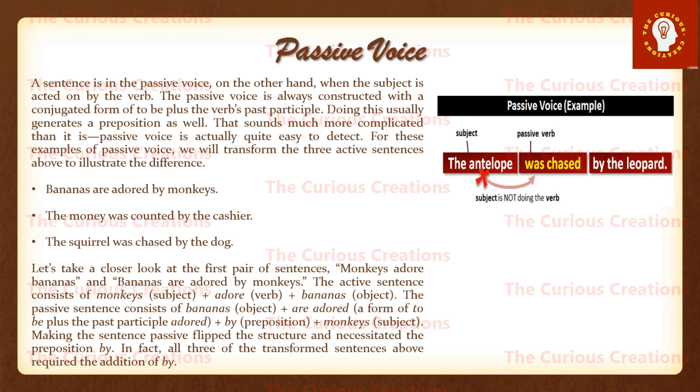The active sentence consists of monkeys, subject, plus adore, verb, plus bananas, object. The passive sentence consists of bananas, object, plus are adored, a form of to be plus the past participle adored, plus by, preposition, plus monkeys, subject. Making the sentence passive flipped the structure and necessitated the preposition by. In fact, all 3 of the transformed sentences above required the addition of by.